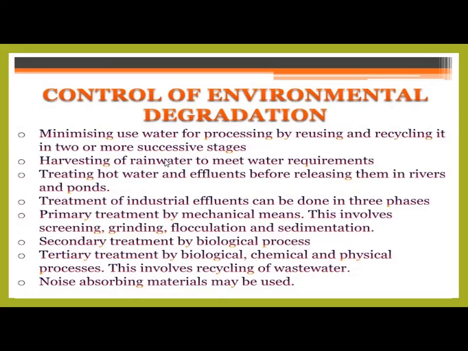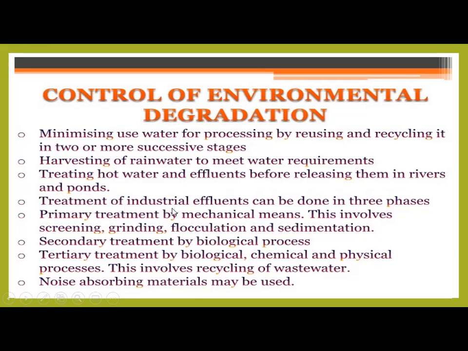Now we will discuss how we can control the environmental degradation which is happening because of these industries. We should minimize the use of water for processing by reusing and recycling it. Harvesting of water is able to meet the water requirements. Treating hot water and water effluents before releasing them in rivers and ponds.